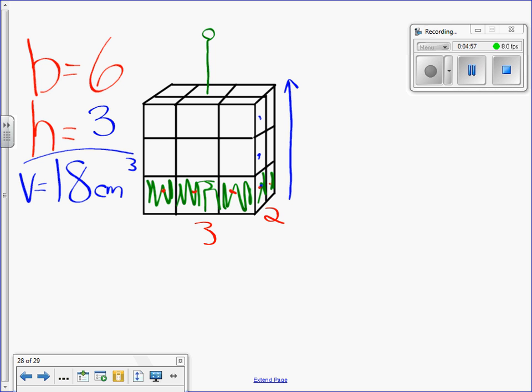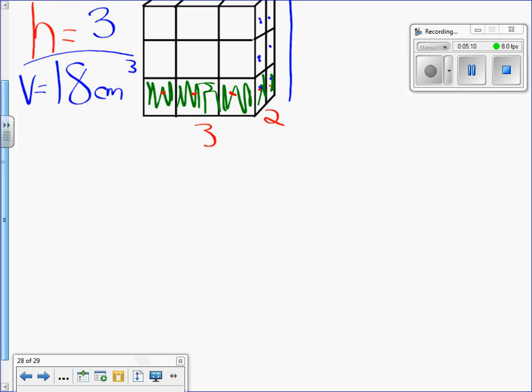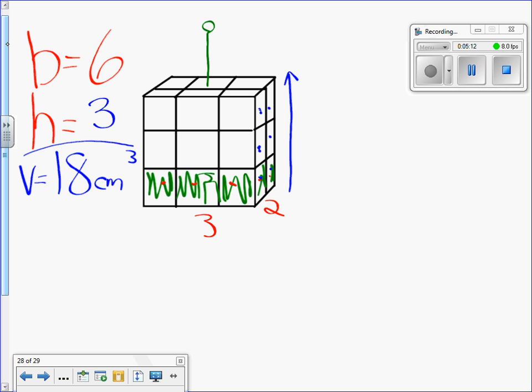This is not correct. When you're counting the height, you only count one set of blocks. So 1, 2, 3. Don't count 1, 2, 3, 4, 5, 6. The height's not 6. So everyone see how the height is not 6? The height is only one of those. If the height was 6, the building would be a lot taller. The building only goes up 3 blocks. That's what you should be noticing. So when you're looking for the height, make sure you're only counting one set of those blocks.